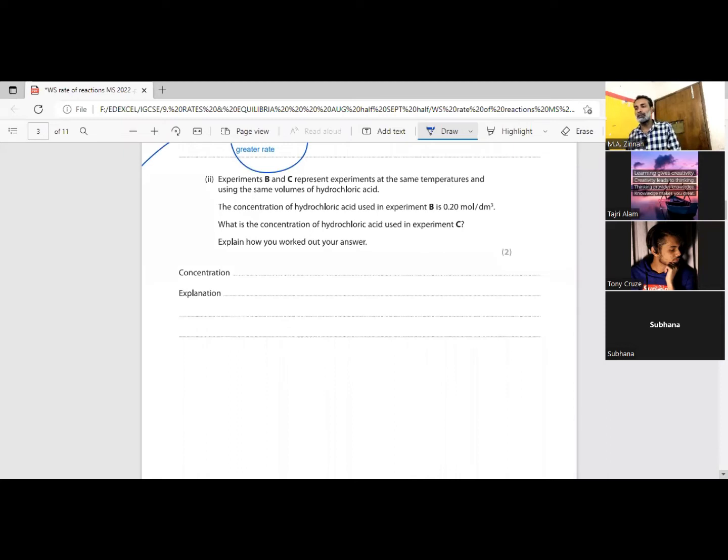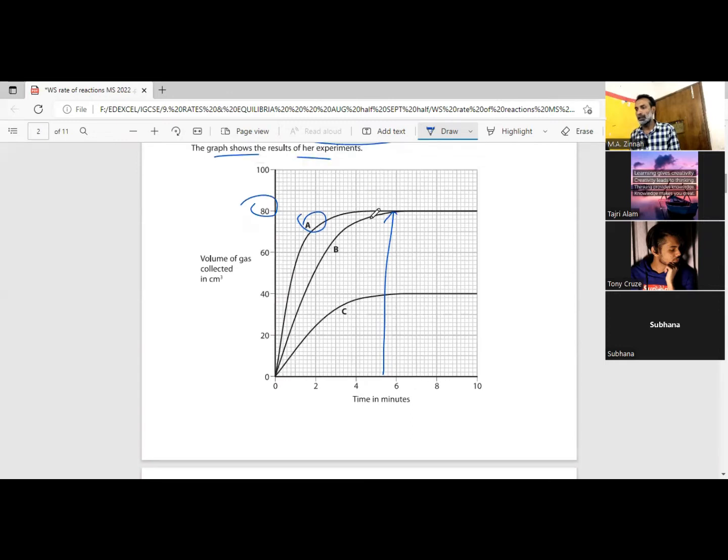Experiment B and C represent experiments at the same temperature but using same volume of hydrochloric acid. So this is hydrochloric acid volume same. Concentration of hydrochloric acid used in experiment B is this. And what is the concentration of hydrochloric acid in experiment C? Look carefully at this time. They say in both acids are with same volume, right? Same volume. এখন look at the question B and C. Look, B and C, compare the volume, compare the height. Are they equal? So how do you compare?